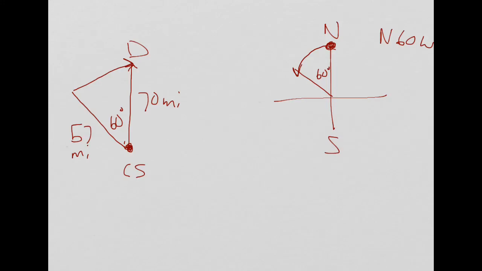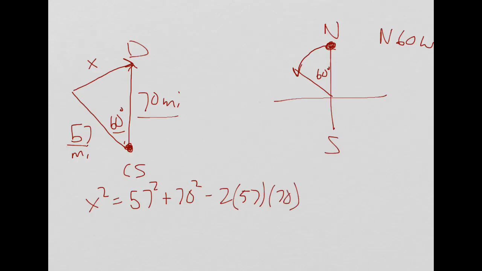Well, notice we have a side, we have an angle, and we have a side. And that means we have to use law of cosines. I'm going to call that side x. That's what we want to find. Law of cosines, when you're trying to find a side, says put that side on the left: x squared equals the other two sides squared and added together, so 57 squared plus 70 squared, minus 2 times the other two sides, so 2 times 57 times 70, times the cosine of the angle opposite of the side we're trying to find, so the cosine of 60. It also happens to be the only angle that we know.